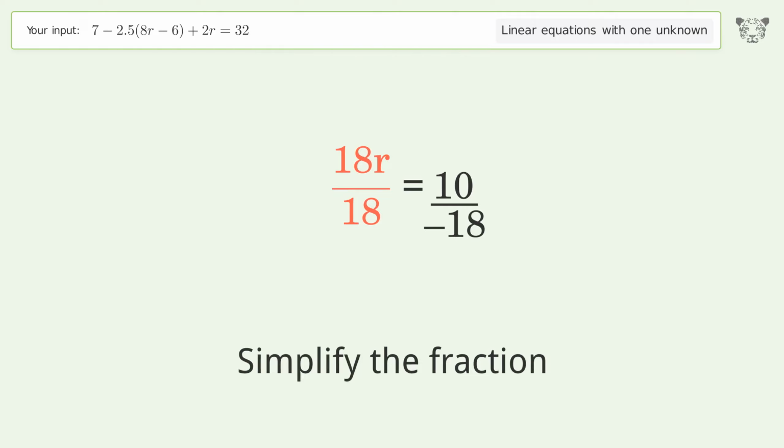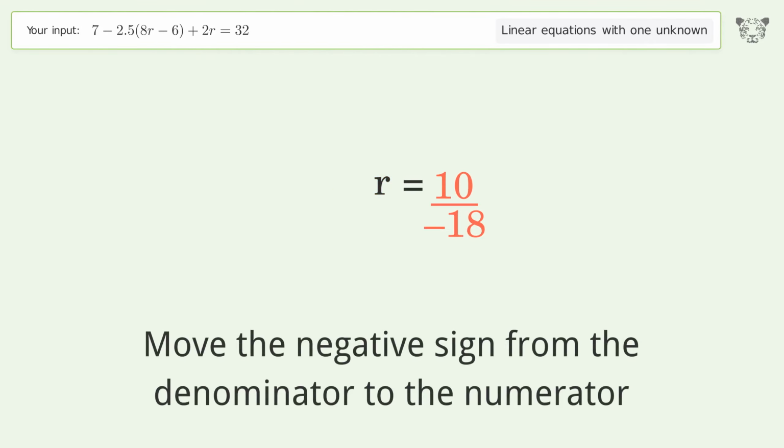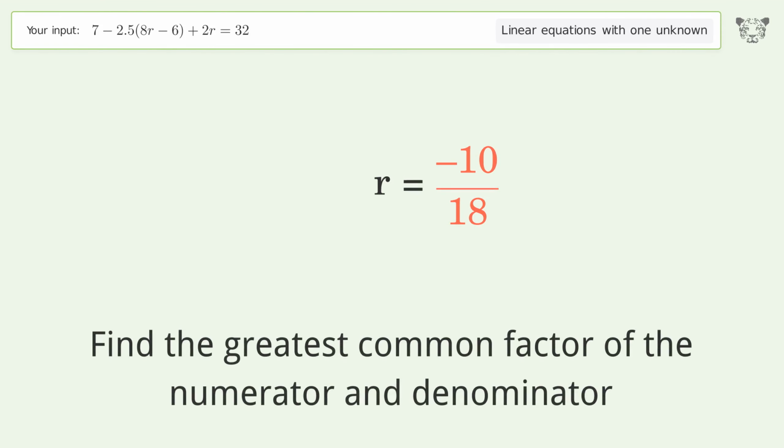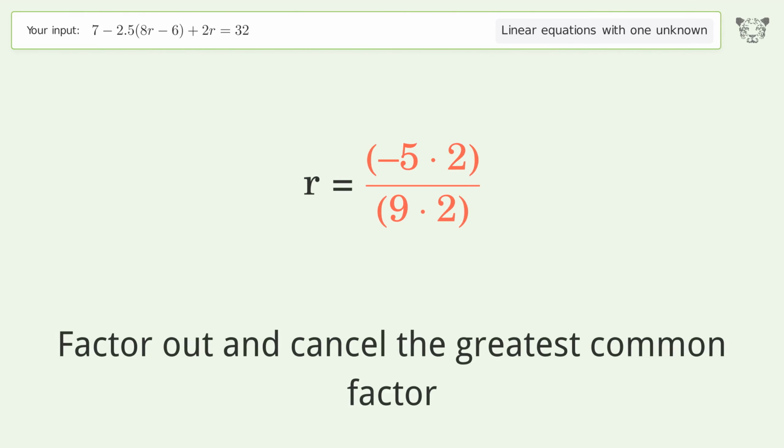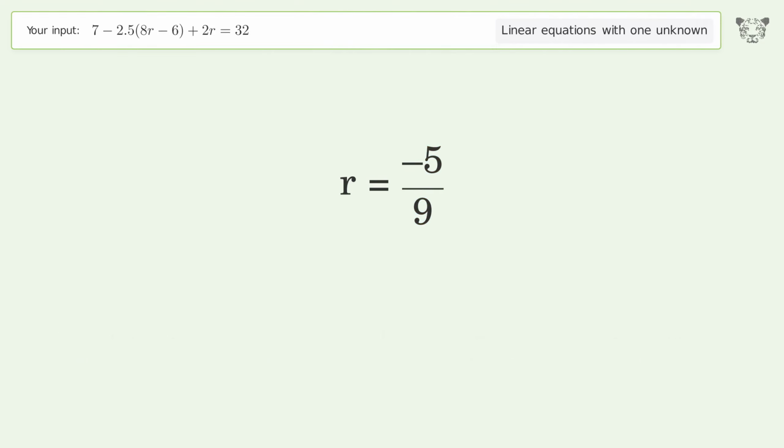Simplify the fraction. Move the negative sign from the denominator to the numerator. Find the greatest common factor of the numerator and denominator. Factor out and cancel the greatest common factor. And so the final result is r equals -5/9.